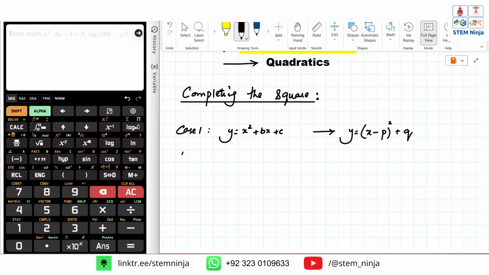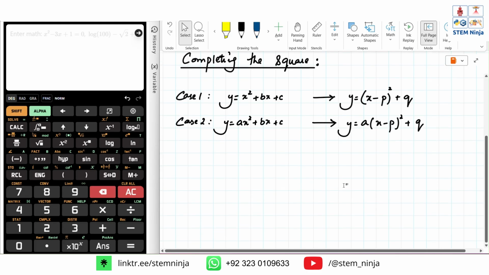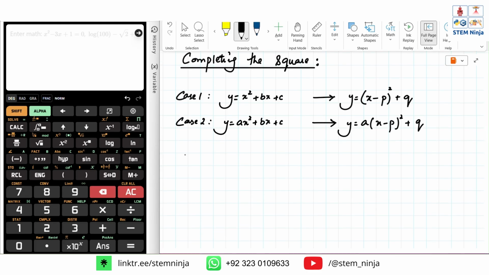And case 2 would be if you have a non-unitary coefficient for x squared. So for example, ax squared plus bx plus c. And we will need it converted into a(x minus p) whole squared plus q. Let's look through the algebra of this, and then I'll show you the examples for them also. So case 1, let's see case 1 first.